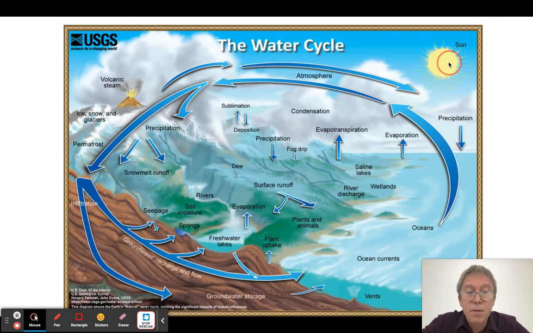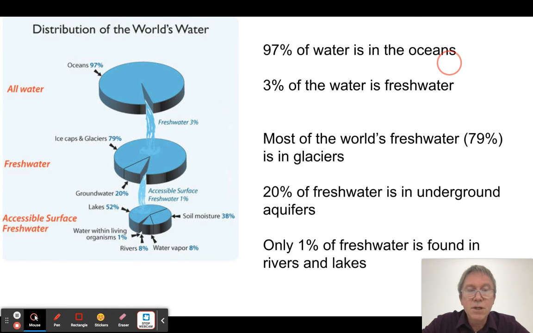Today we're going to talk about the hydrologic cycle, also known as the water cycle. So let's just start with this. As humans, we rely on fresh water. We drink it, we water our crops with it. Without it, there really wouldn't be life on land. There would only be life in the water.